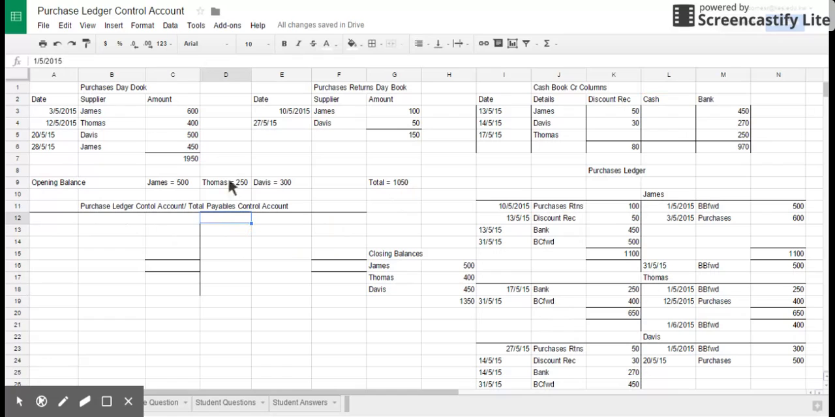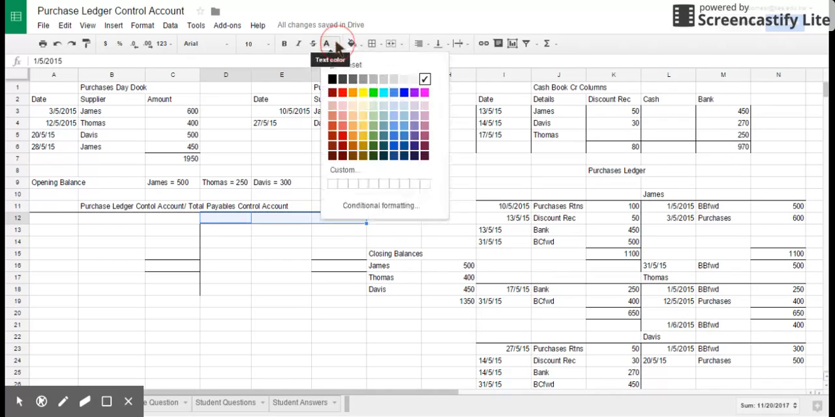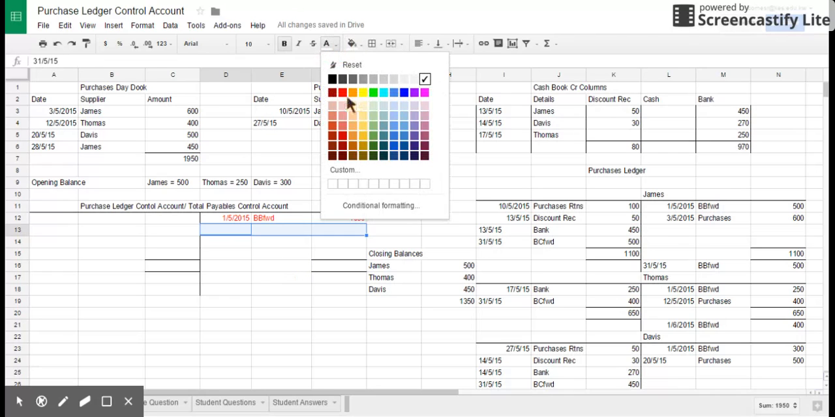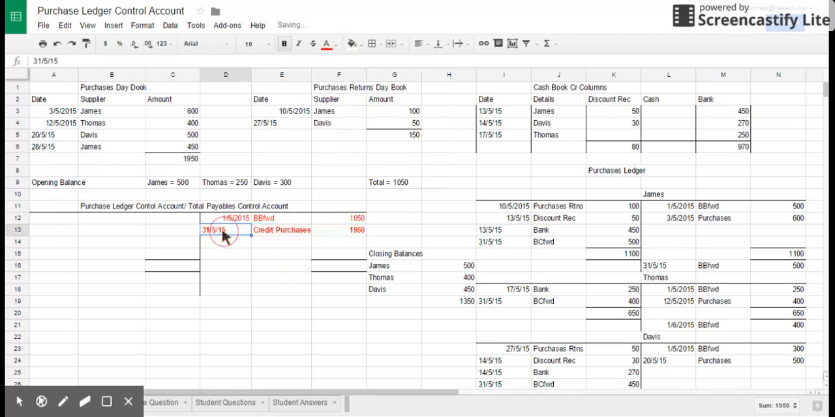So we're going to put the total of the monies that we owe into our purchase ledger control account. Okay, so that's for 1,050, and then we're going to put the total at the end of the month for all the purchases in. And what you'll notice, and remember again from the sales ledger control account, the only entry that's done at the first of the month is the opening balance, and all future entries get put on the credit side.